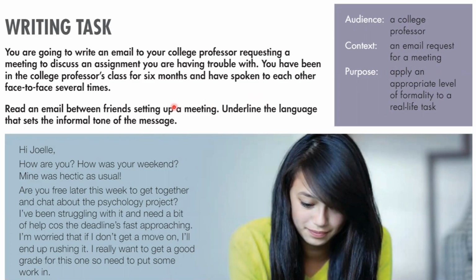Then, the first thing you're going to do before starting to write your email is read this other email between friends setting up a meeting. So you're going to read it, but you have to underline the language that shows the informal tone of the message. Obviously, this email is between friends, so they're going to use an informal tone, but you have to underline what tells you that it's an informal tone.